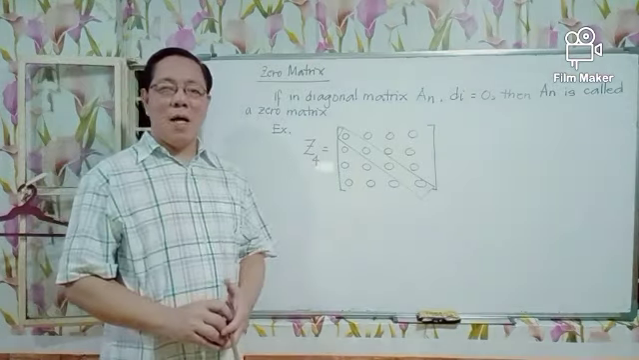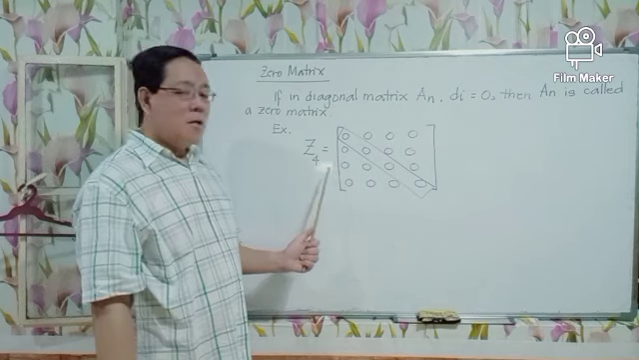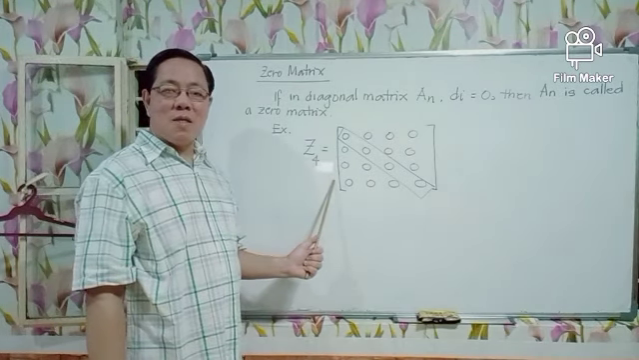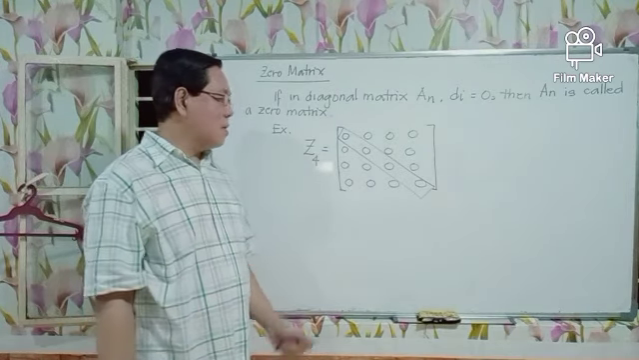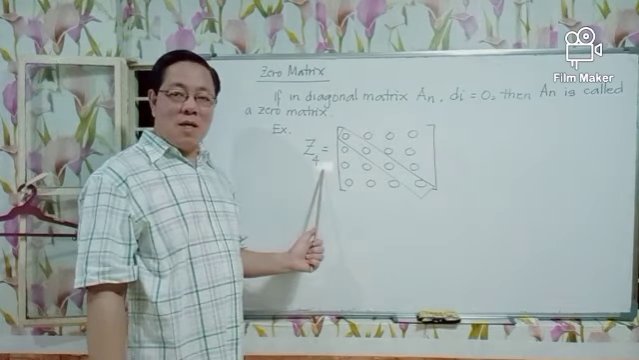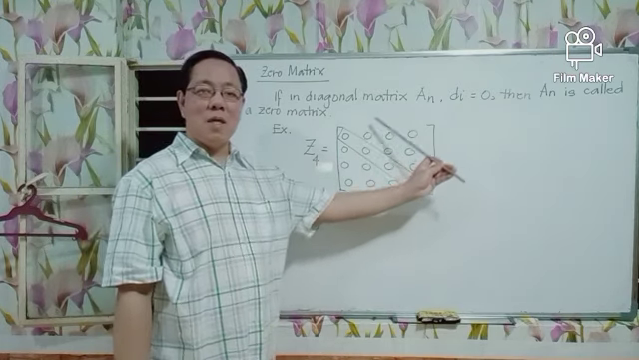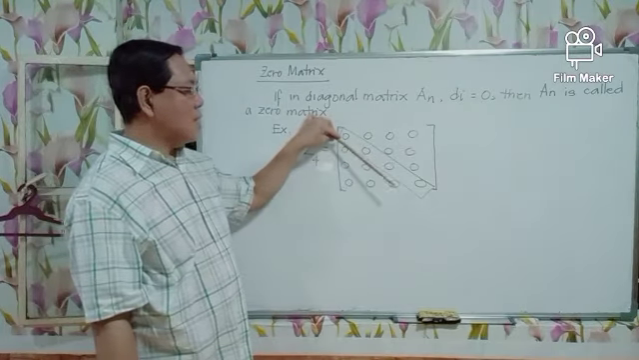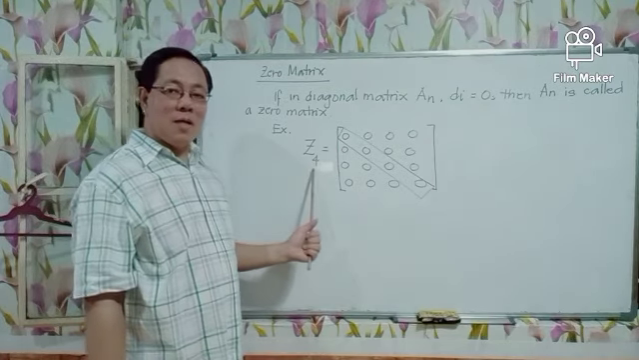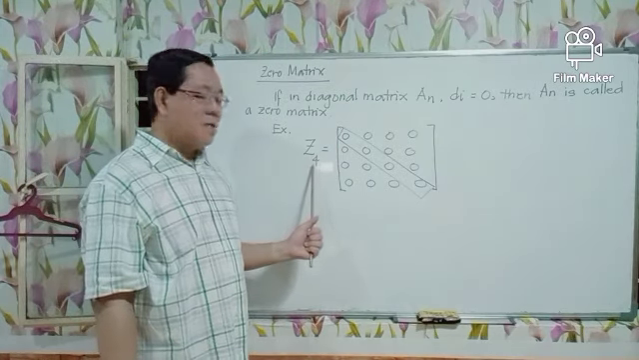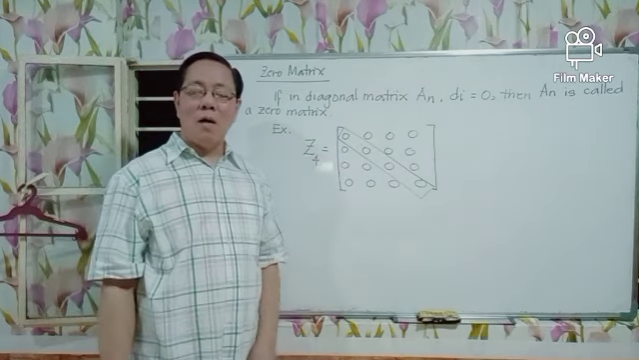Those are the diagonal entries. This is a square matrix. This is a zero matrix. A zero matrix is a square matrix with an equal number of rows and columns. The zero matrix is a diagonal matrix. All the entries above the diagonal and all the entries below the diagonal are zero. And in addition to those properties, the zero matrix has the property that the diagonal entries are all zero.